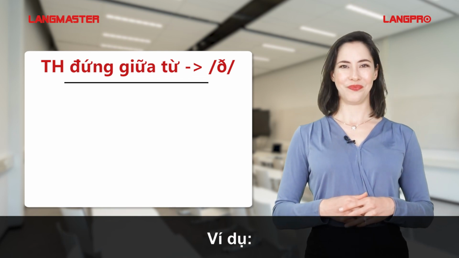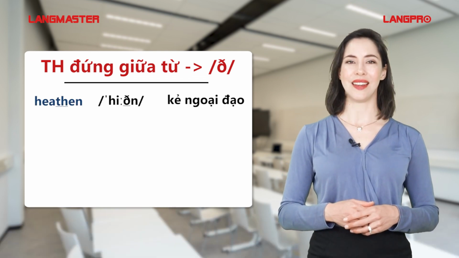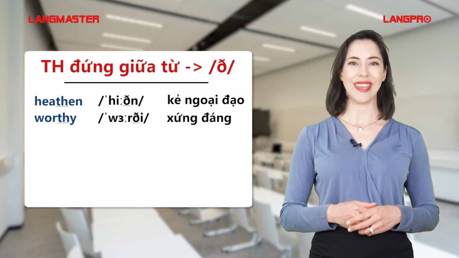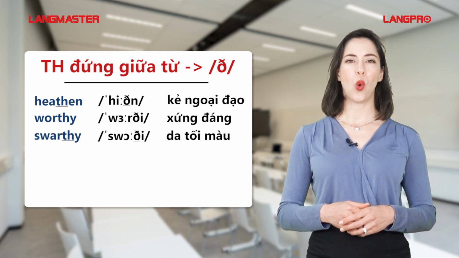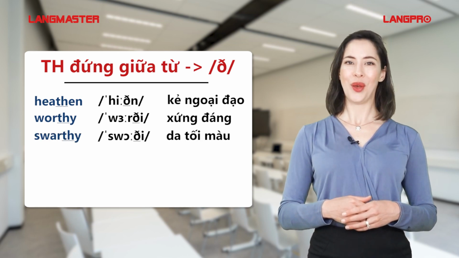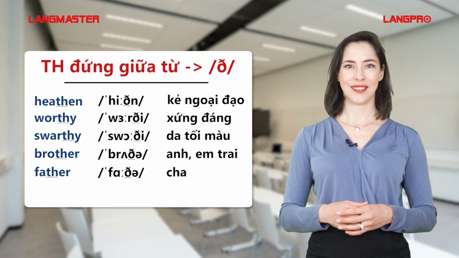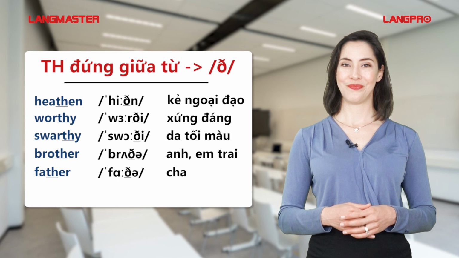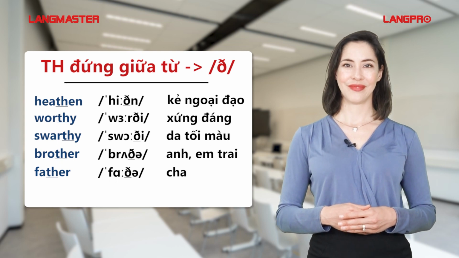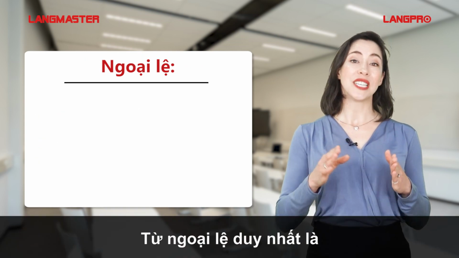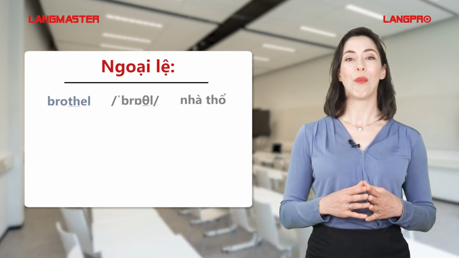The TH is often pronounced as /ð/ when it stands in the middle of words. For example, heathen, worthy, swarthy, brother, father, mother. The only word which doesn't follow this rule is brothel.